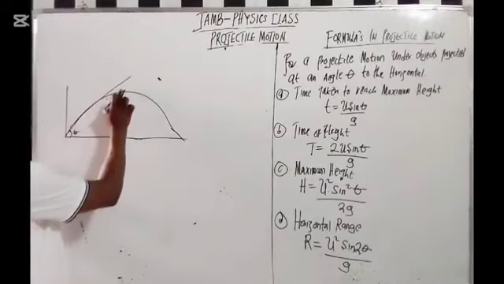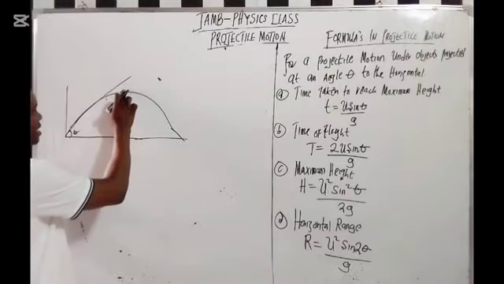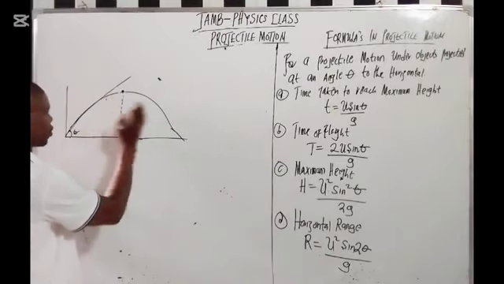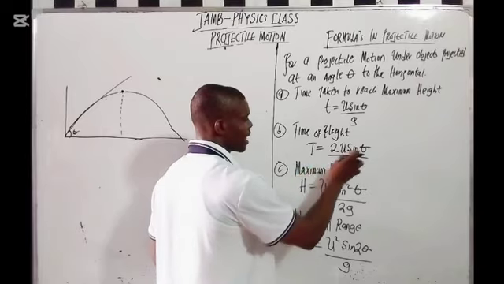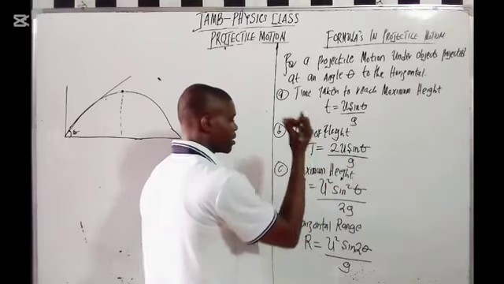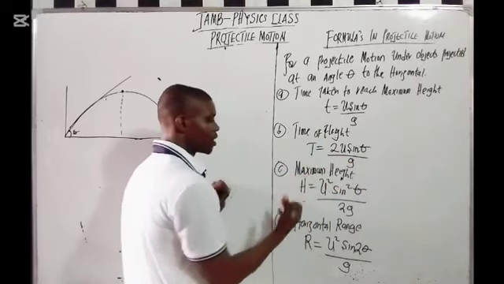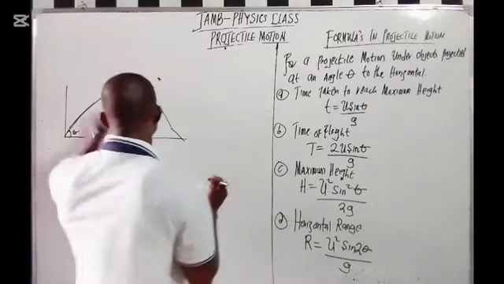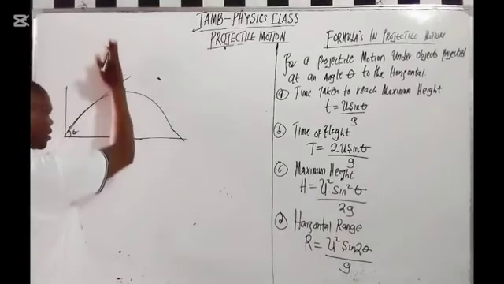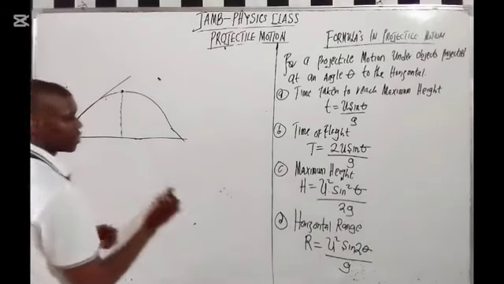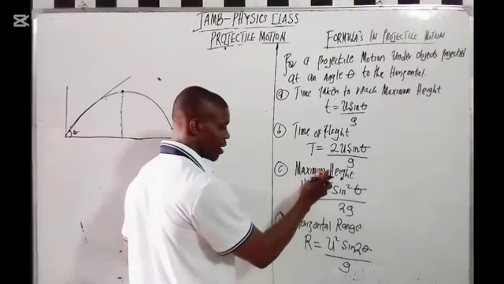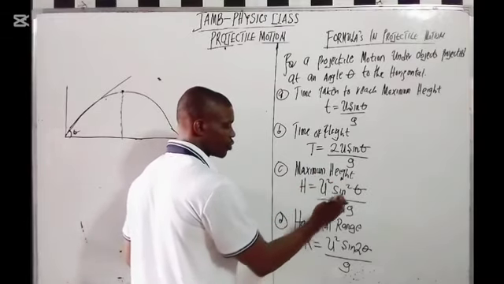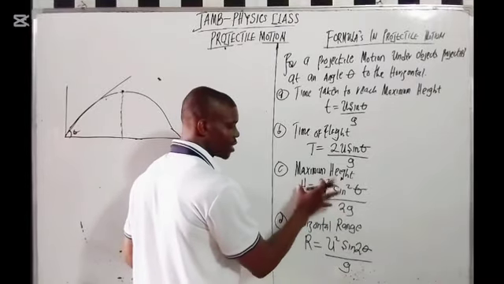This is the time it takes to reach the maximum height, right? Then when you get down, the time of flight is the 2 of them. So that's why I say 2 U sine theta over G, right? Then the maximum height. This height you can calculate. So this is the maximum height here. So H maximum equals U square sine square theta over 2G. So this is the maximum height.